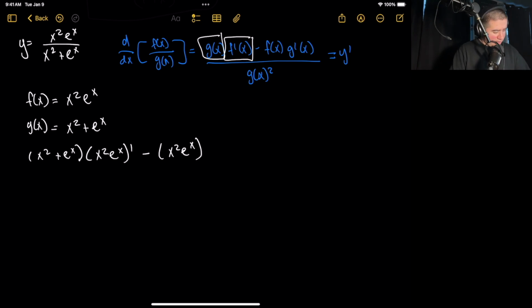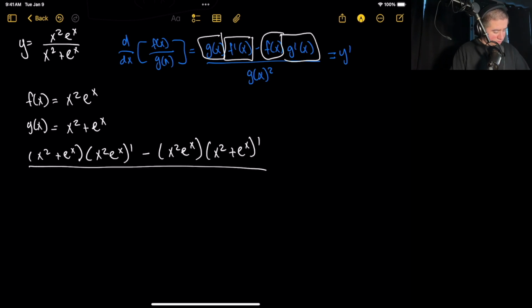And then we're going to have g of x prime, so that's going to be x squared plus e to the power of x, prime. And then, of course, over g of x squared, which is going to be x squared plus e to the power of x, squared. And of course, this is equal to y prime. Y prime is equal to, all right, so we don't have to take the derivative of this one here. We just write it down, x squared plus e to the power of x.